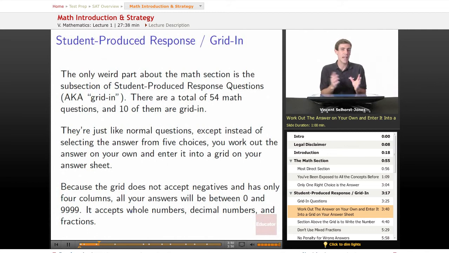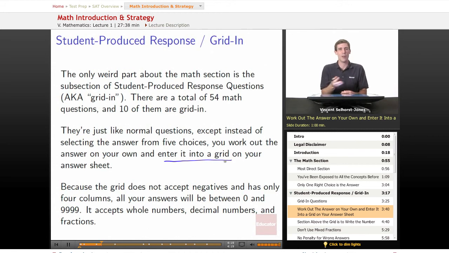So you don't select from 5 choices like you do on all the other multiple choice questions. You work the answer out on your own, and then you enter it into a grid. If you haven't seen the grid-in section, just flip to any grid-in section in an SAT test booklet, and you'll be able to go, oh, I see exactly what you're talking about. It's basically just a bunch of columns where you choose a number or, depending on the column, a slash or a decimal point. So it's basically just a way of being able to write out a number on a Scantron.